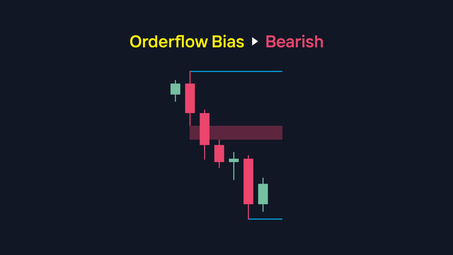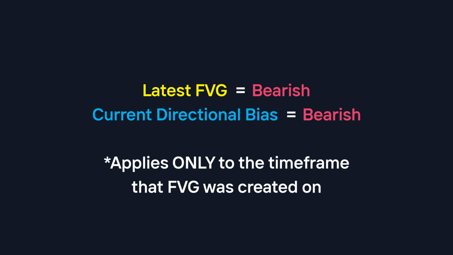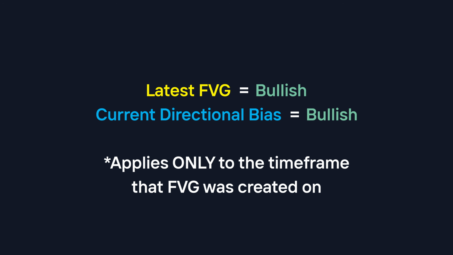And the reason for this is because in order for a fair value gap to be created, it requires the market to create an impulsive move. And when the market acts impulsively, it's signaling its support for which direction it currently favors. Which, in simple terms, means that if the latest fair value gap that was created was bearish, we would hold a bearish directional bias. Whereas if the latest fair value gap was bullish, we would hold a bullish directional bias instead.